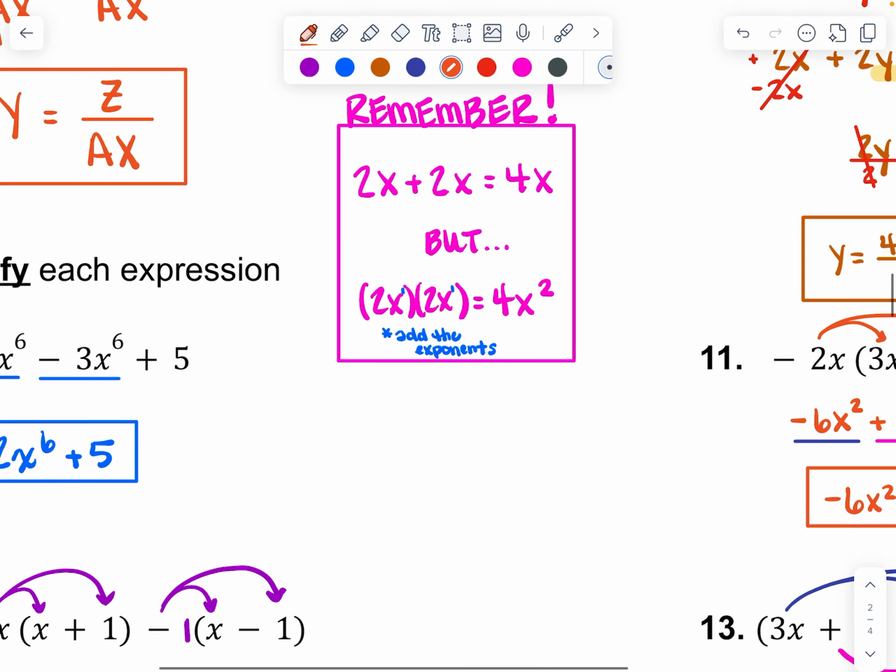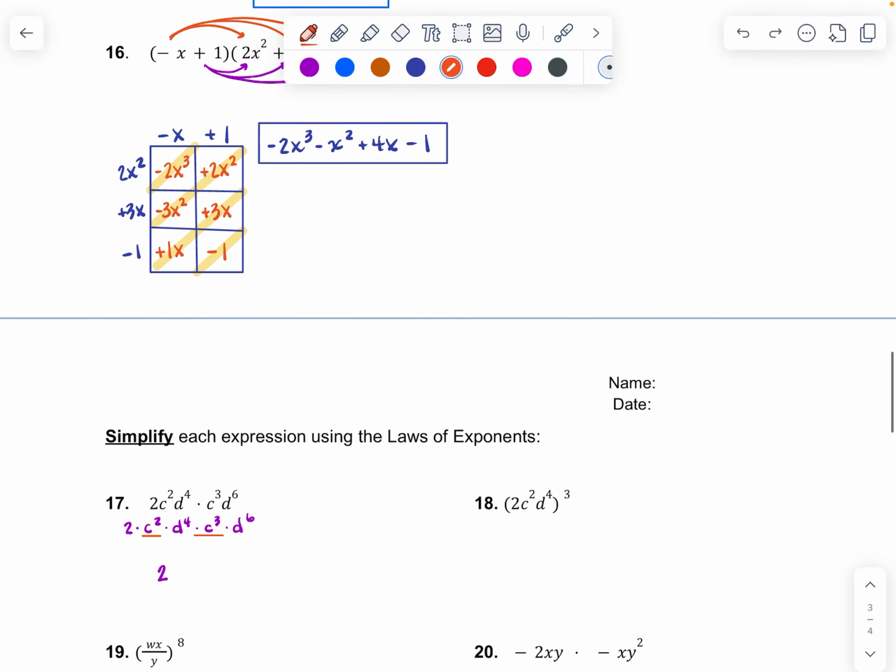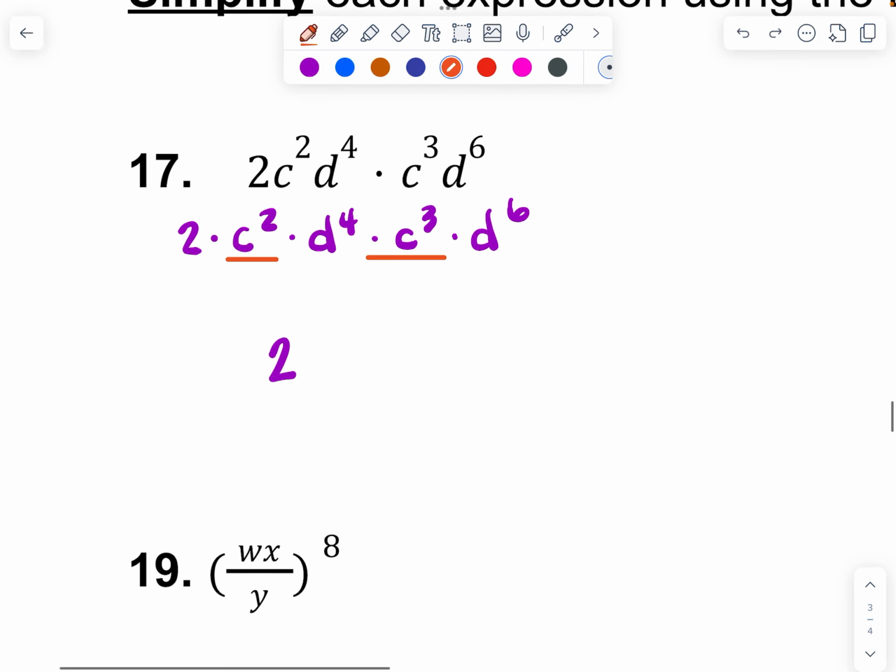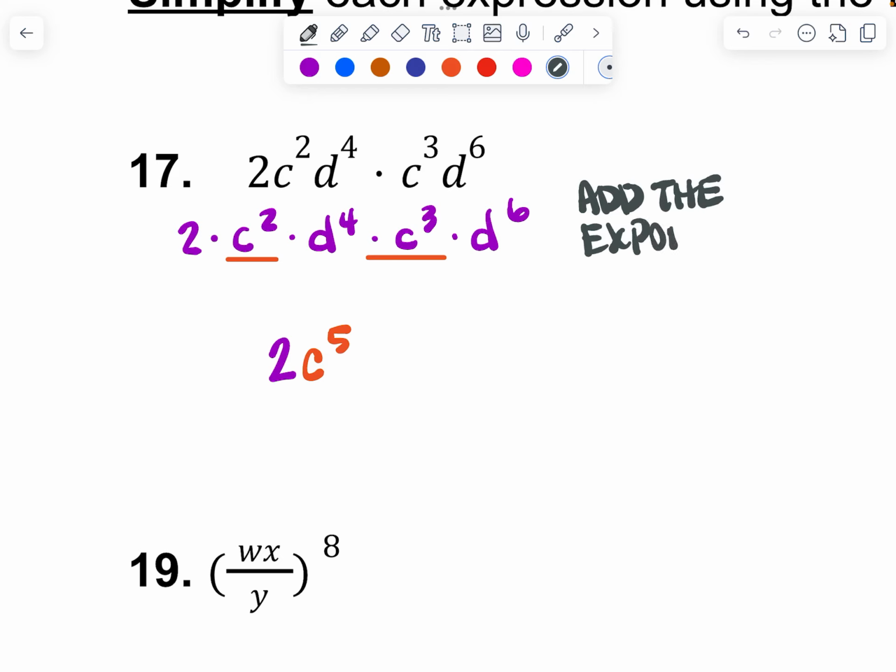Well, we just talked about this up here. When you multiply, you add the exponents, right? And that's the same rule we're using down here. So this is going to be c to the 2 plus 3, so c to the 5th power. You add the exponents when you're multiplying and trying to merge like bases together.